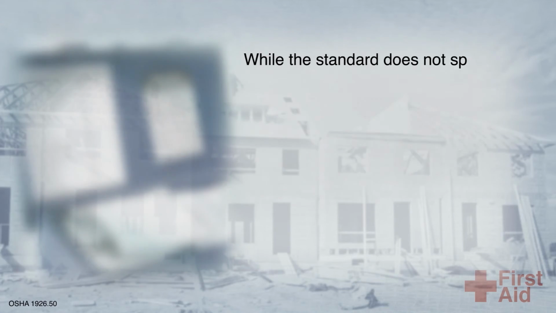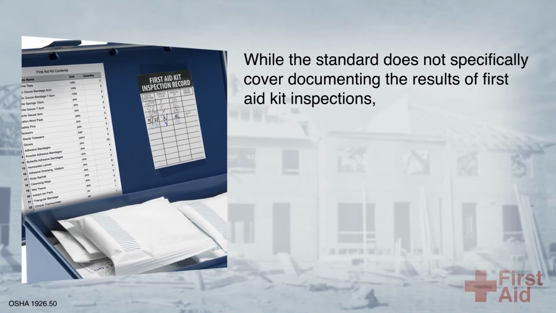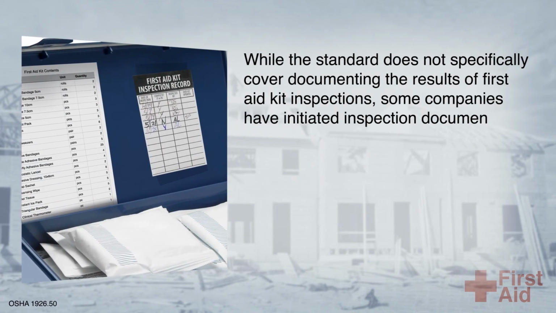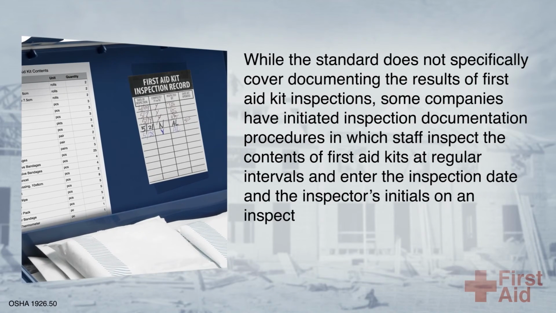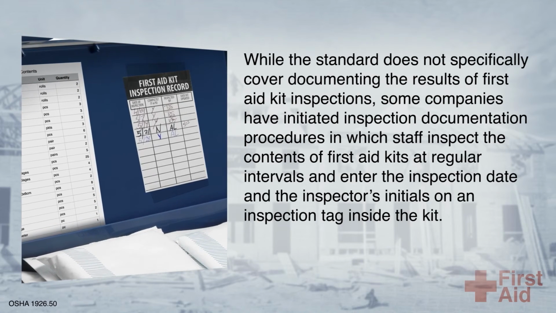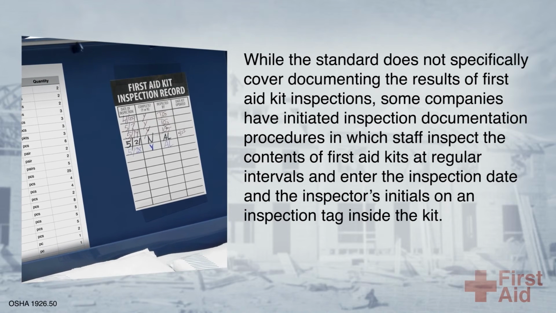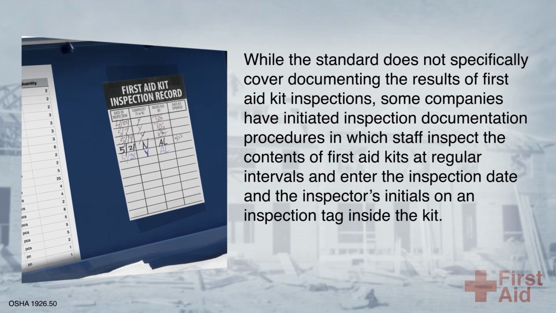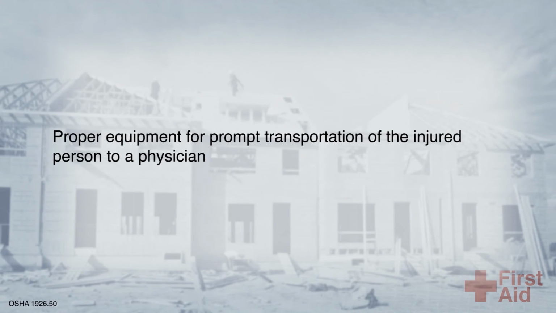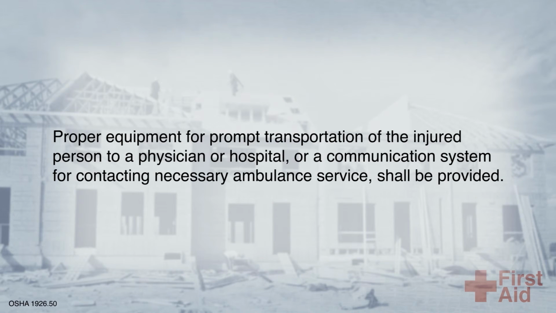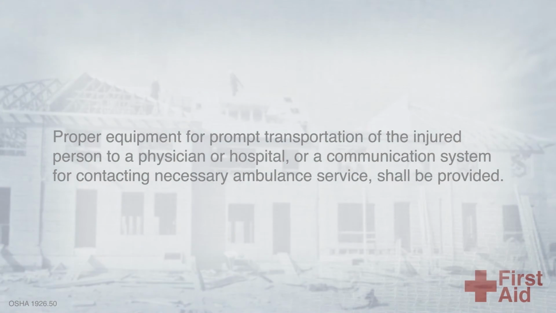While the standard does not specifically cover documenting the results of the first aid kit inspections, some companies have initiated inspection documentation procedures in which staff inspect the contents of first aid kits at regular intervals and enter the inspection date and inspector's initials on an inspection tag inside the kit. Proper equipment for prompt transportation of the injured person to a physician or hospital or a communication system for contacting necessary ambulance service shall be provided.